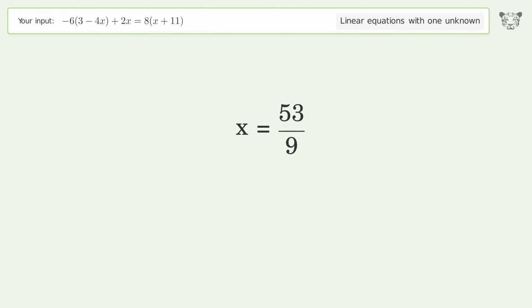And so the final result is x equals 53/9.